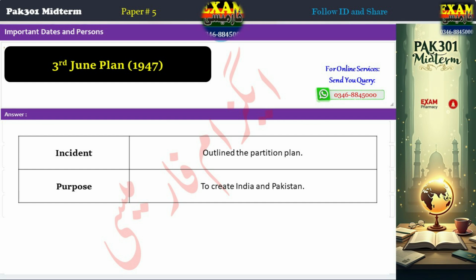3rd June Plan, 1947. Incident. Outlined the partition plan. Purpose. To create India and Pakistan.